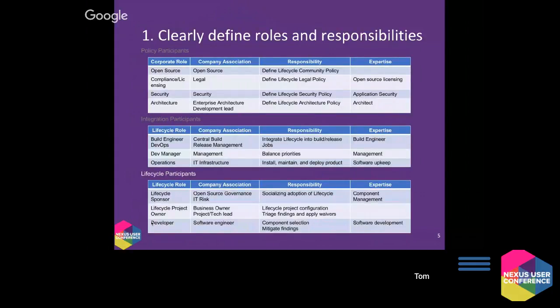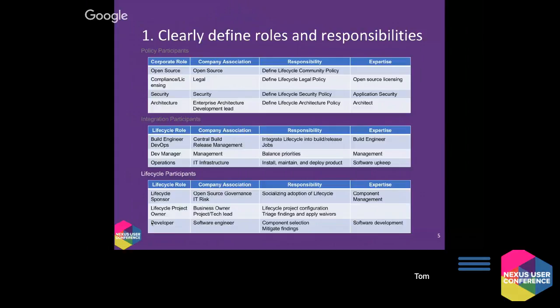So starting off with step one, clearly defining the roles and responsibilities. By the time you get to this stage, a lot has already taken place. So you've already identified what we're calling the policy participants in the top of the table there, to where you've brought together folks from legal to discuss and come up with policies related to licensing, as well as security, and then also architecture. So generally, there's a group that includes representatives of all three of those, and including development if that's not part of architecture. So that's done. That's in place.